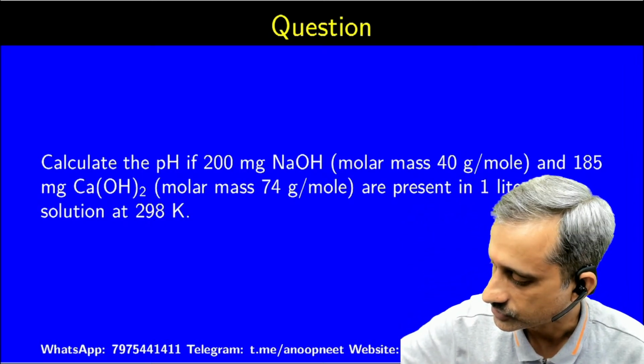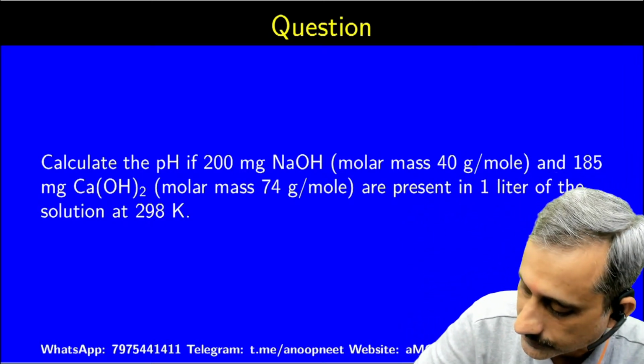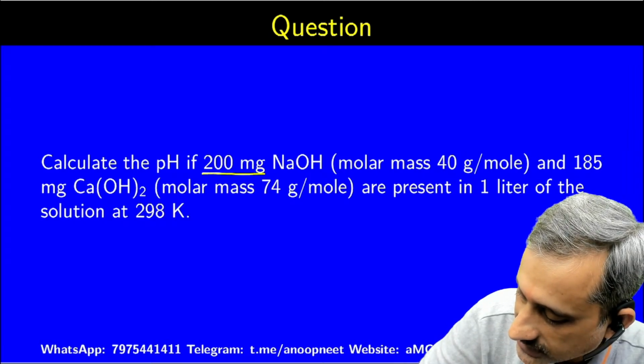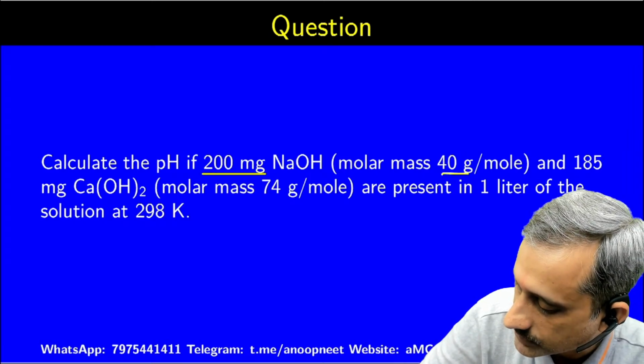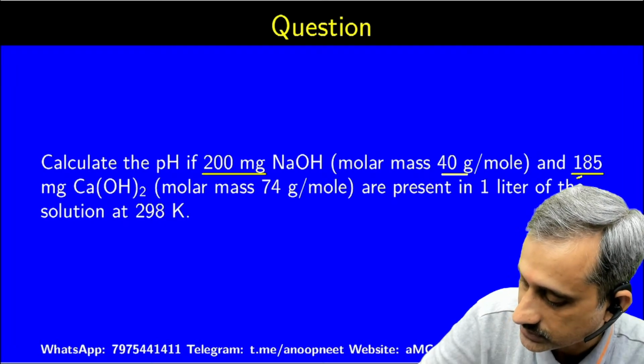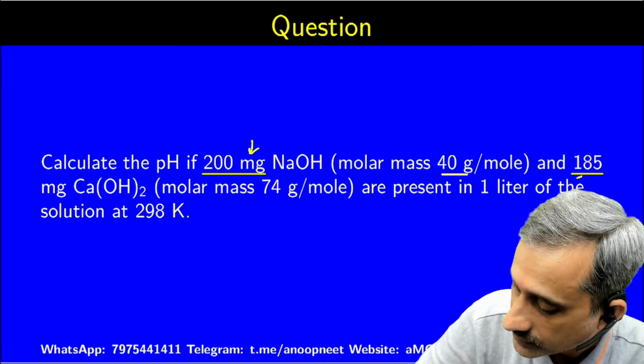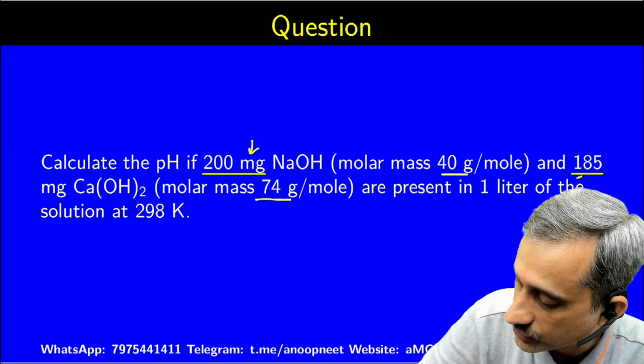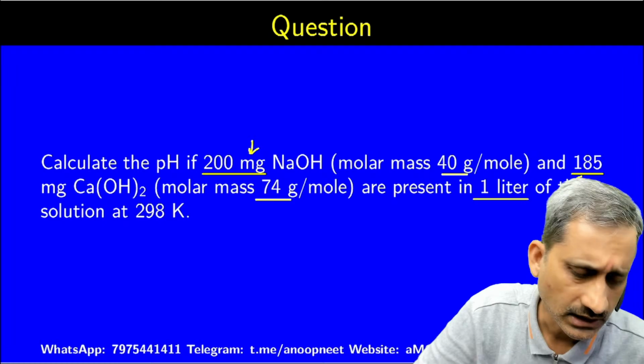चलिए, let's answer this question कि किस तरीके से इस क्वेश्चन को आंसर देना है. Calculate the pH of 200 milligram of sodium hydroxide, molar mass 40 grams per mole, and 185 milligrams of calcium hydroxide, molar mass 74 grams per mole, present in 1 liter of the solution at 298 Kelvin. Now let's solve this question.